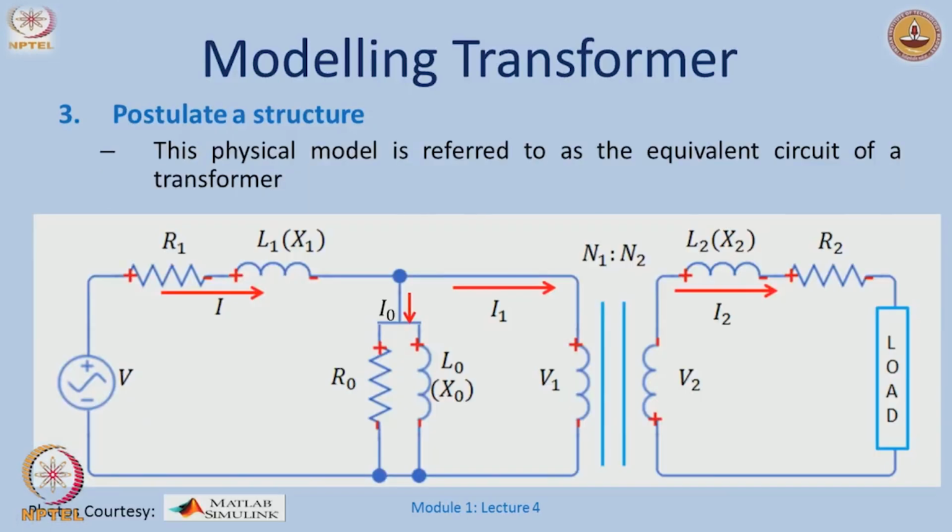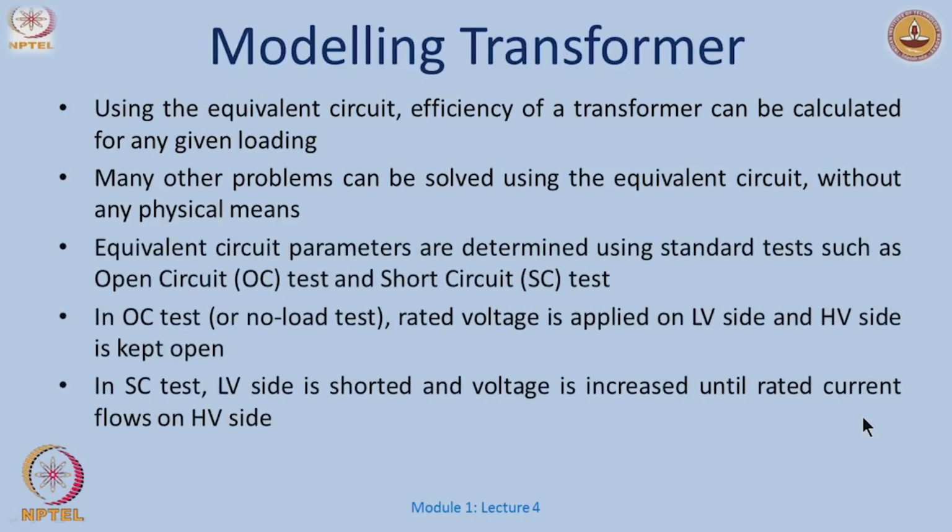Okay. So, once I have this beautiful looking circuit, I have a voltage source, a resistance R1, the inductance L1, R0, L0, I have given here the turns ratio, L2, R2 and so on. So, this is the physical model of the transformer. Now, given a transformer, who tells me what is R1, L1, what is R0, what is L0, what is L2 and so on? The load I would know because I am just connecting this externally to the transformer. Okay. So, once I have this equivalent circuit, I can calculate the efficiency of the transformer.